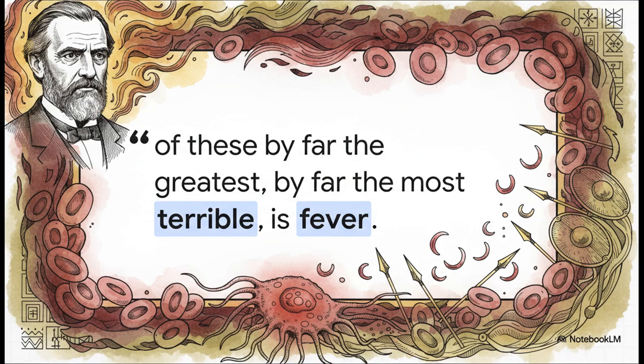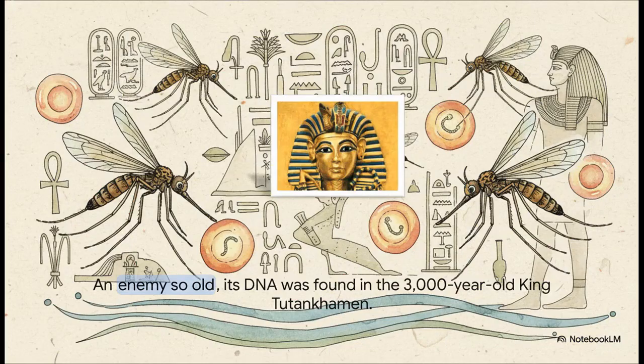Way back in 1896, a physician named William Osler said that our single most terrible enemy was fever. And for millennia, right at the heart of that battle against fever has been one very specific, very nasty parasite. And when we say this enemy is ancient, we are not kidding. It has been with us for so long that its actual genetic signature was found in the mummy of King Tut. Yep, the malaria parasite was plaguing Egyptian pharaohs more than 3,000 years ago.